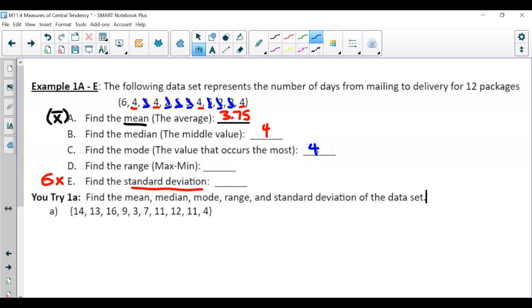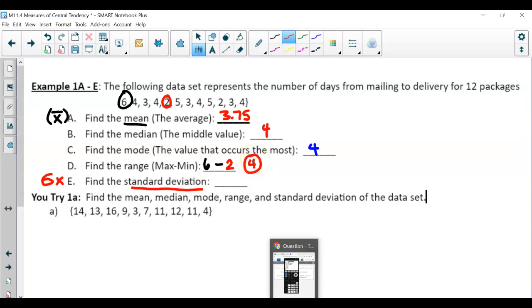Then the range is always the spread of the overall data. So that's always the maximum minus the minimum. Now in this case, I can clearly see that the maximum value is 6. So 6 minus the minimum, which is 2. 6 minus 2 is 4. So that is your range.